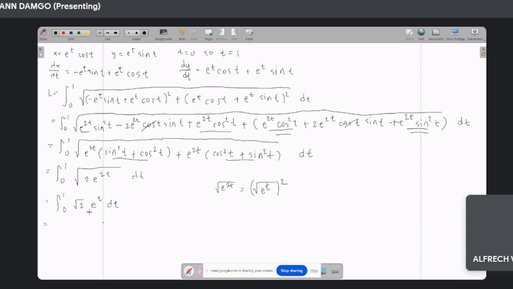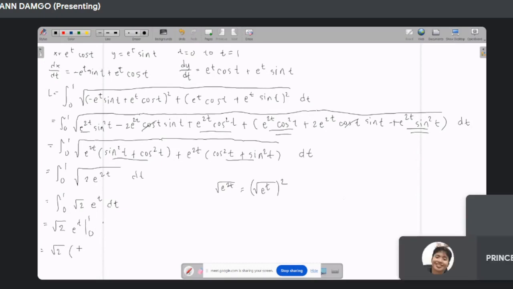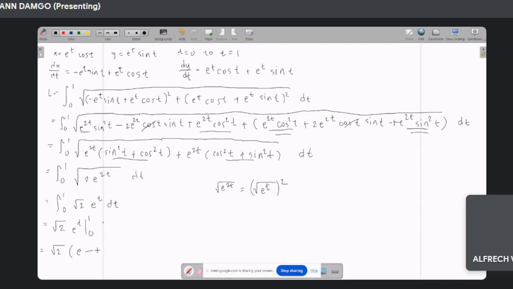So, ang square root of 2, pwede nyo na to siya pagawas outside the integration. So, we have the square root of 2. And then the integration of e to the t dt is e to the t, evaluated from 0 to 1. So, we have the square root of 2 times, when t is 1, we have e minus when t is 0, we have e to the 0 is 1. Okay? This is e square root of 2 minus square root of 2. So this is the arc length of the parametric equation.